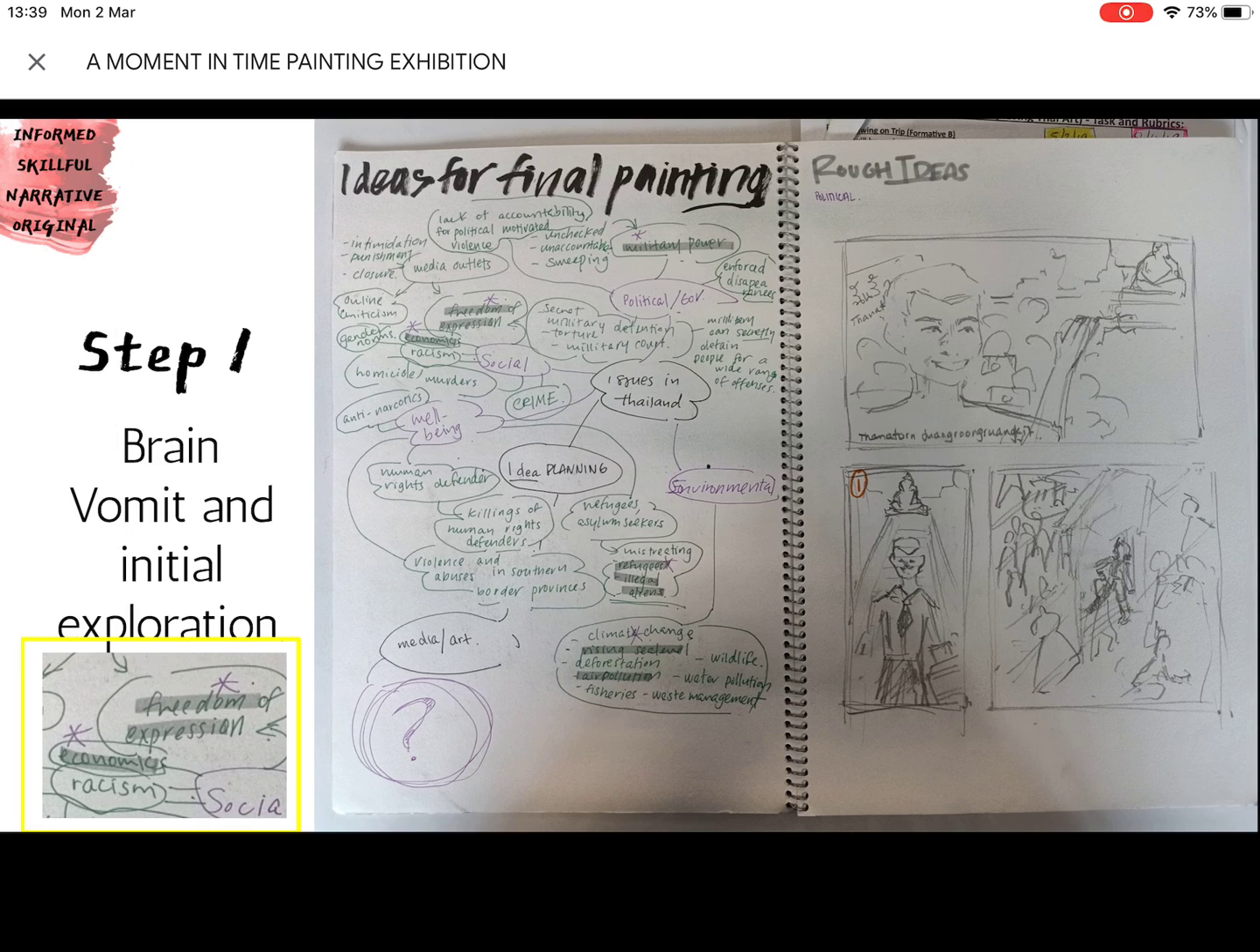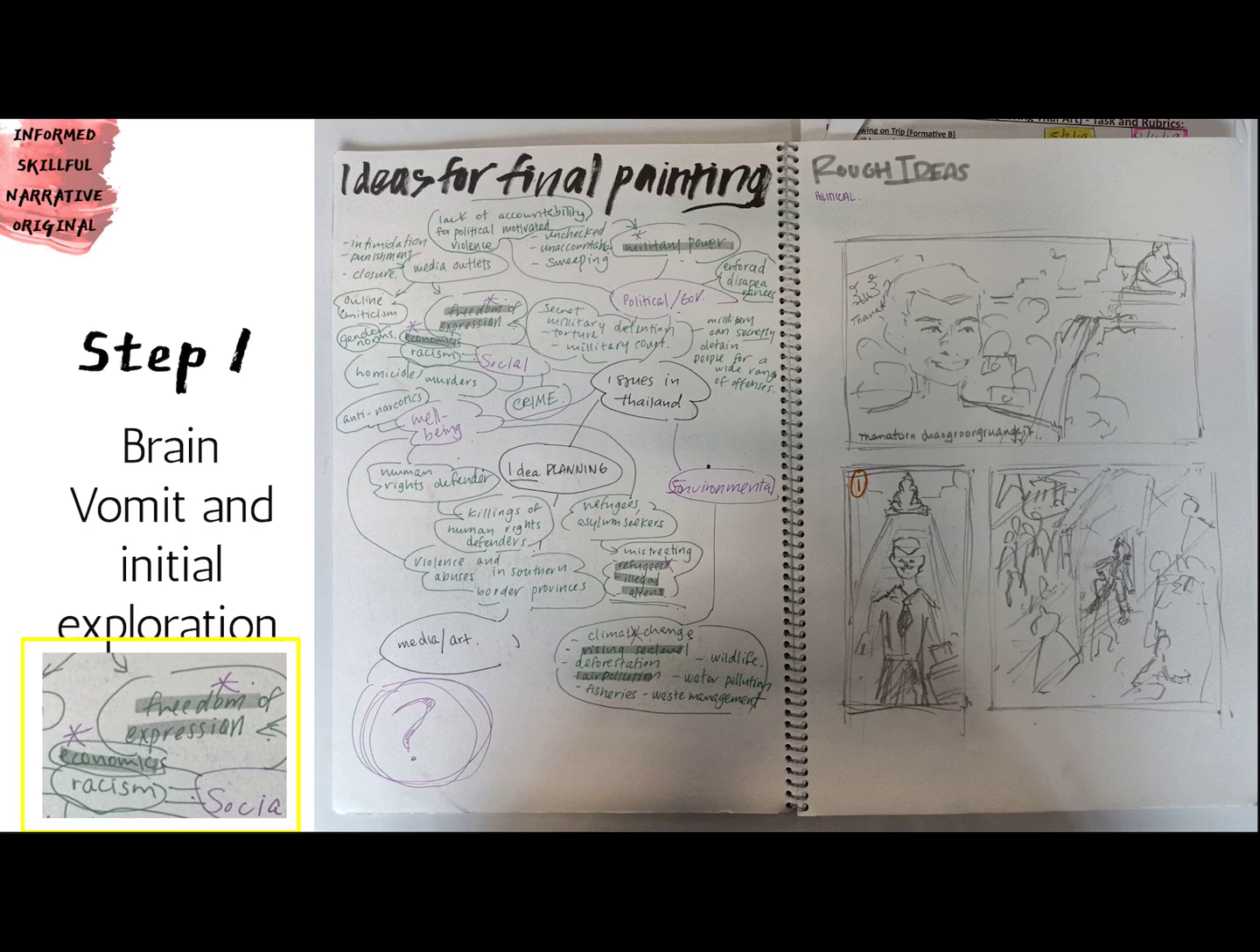Okay? So here's an example of where you might have got to. So you've got your step 1, brain vomit and initial exploration completed. So here we've got an example on the left-hand side of a final painting ideas in a mind map. And what they've done afterwards is gone through, as you can see with my little highlighted section at the bottom, highlight words and star words that they think are interesting. And then they've pulled those through. So the example here is this political one that she's thought about how that could turn into compositions.